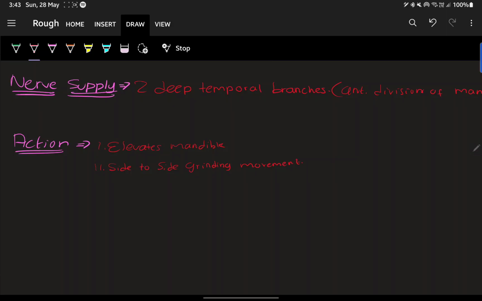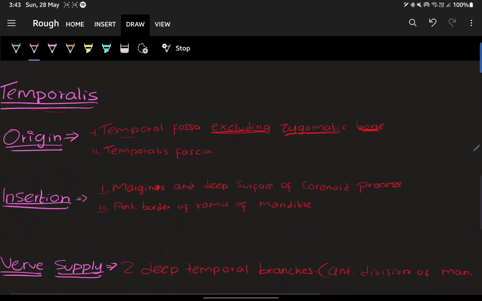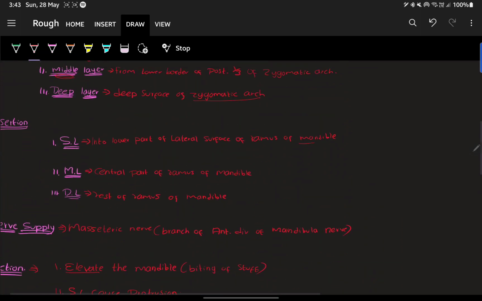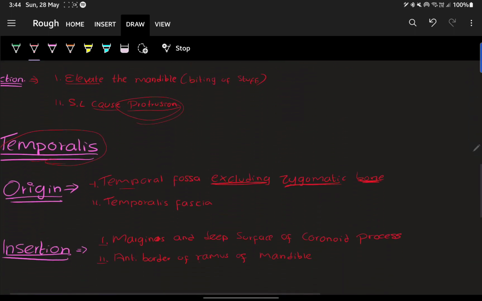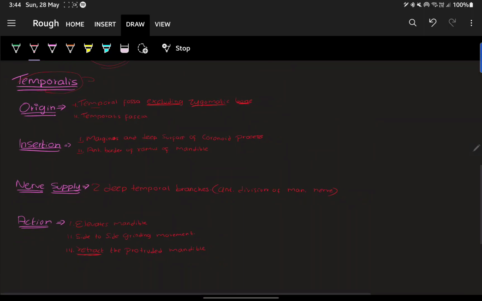And the posterior fibers, they retract the protruded mandible. So the posterior fibers of what? Temporalis, they retract the protruded mandible. So you can say it works opposite to masseter muscle. Because the masseter muscle, it does what? It causes protrusion. So once the masseter muscle has done its job, which is protrusion, the temporalis comes in to make it back to normal. So what does it do? It retracts it, bringing it back to the normal position. Okay, so this is for the temporalis muscle.